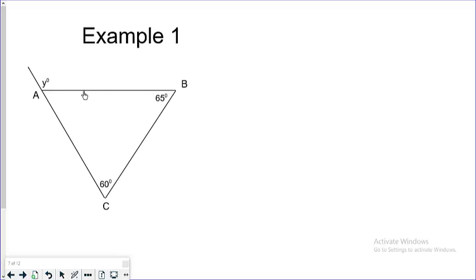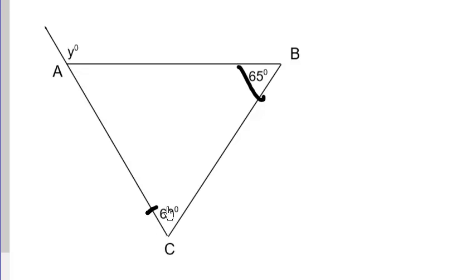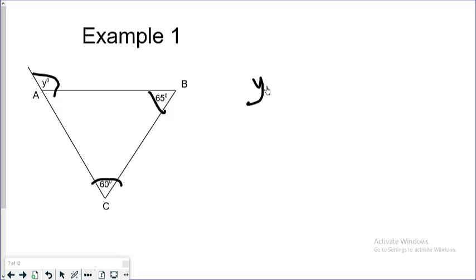Now these two angles, 65 degrees and 60 degrees, they are opposite to the exterior angle y. So what we are trying to say is that to find the value of y, just add 65 degrees and 60 degrees, as simple as that, which will give us 125 degrees.